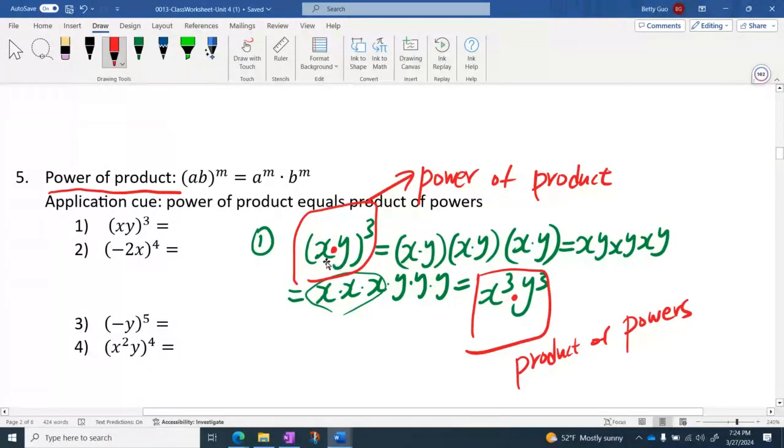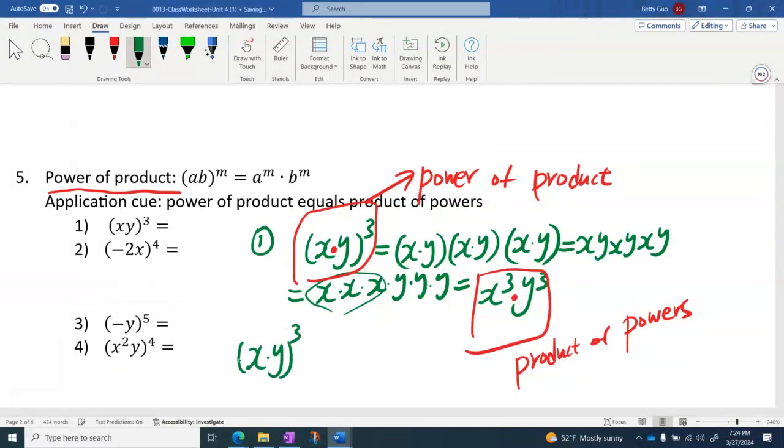I proved for you the application cue actually: power of a product equals product of powers. When we actually apply it, I want you to remember that a power of a product can be written as a product of powers. And how do we do it? All we need to do is apply the exponent on both factors in the base. We raise x to the power 3, and then multiply by y to the power 3.